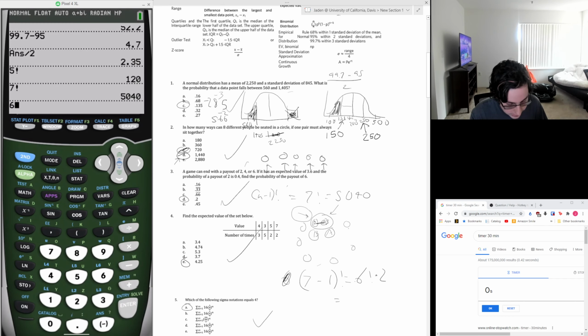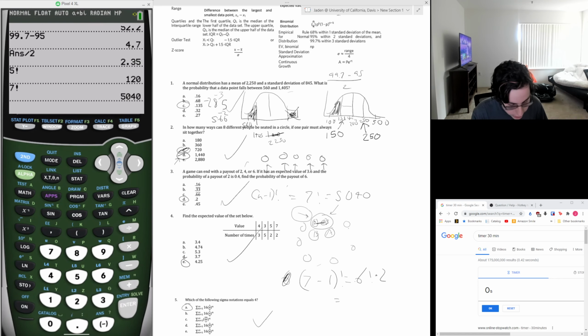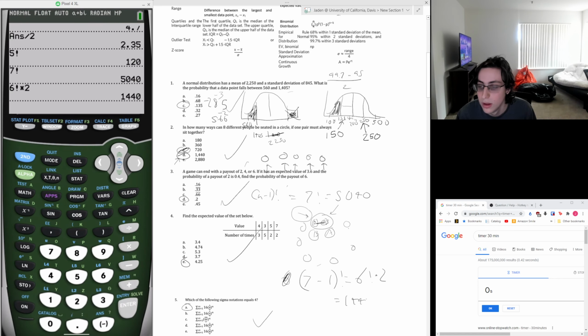So the answer is 6 factorial times 2, 1440. Again, you're not expected to pick all of this up immediately. You'll get the hang of these kinds of problems as you do more and more of them. Okay.